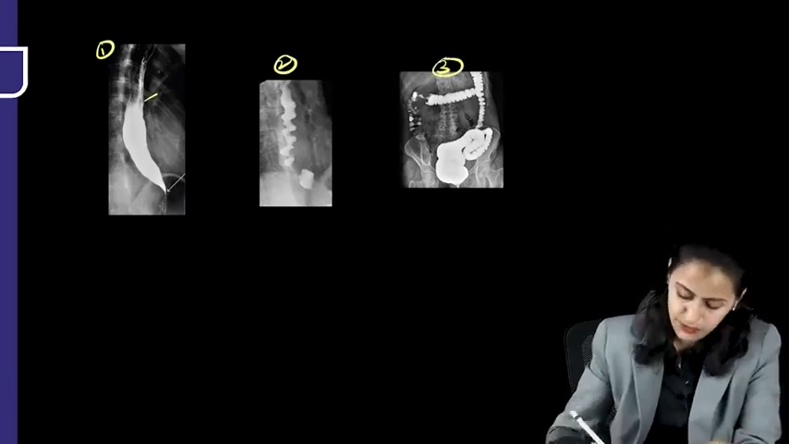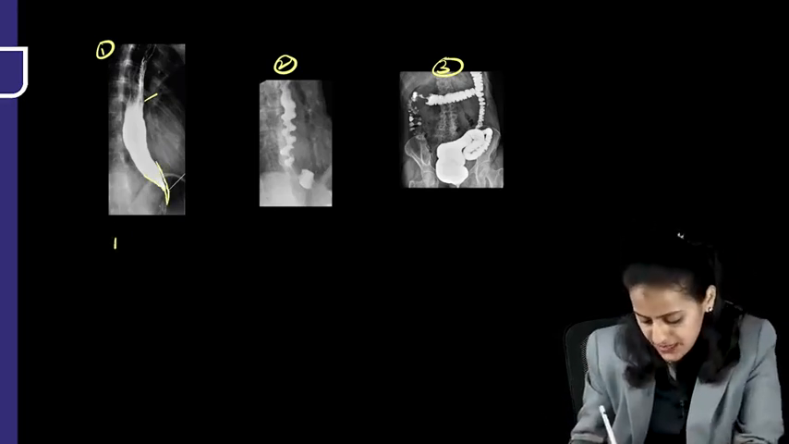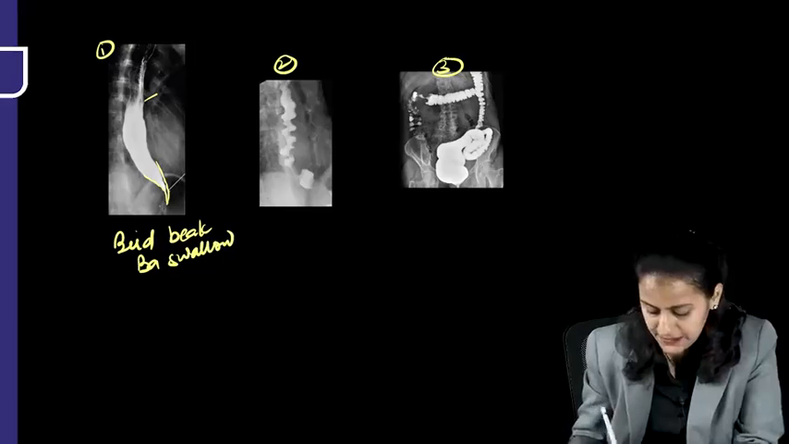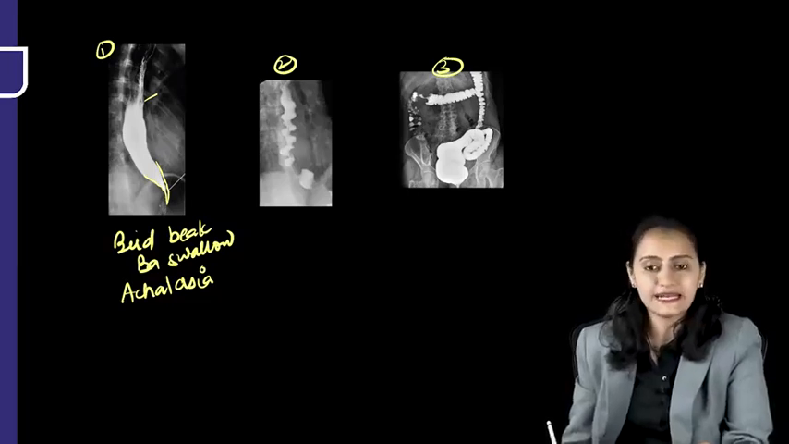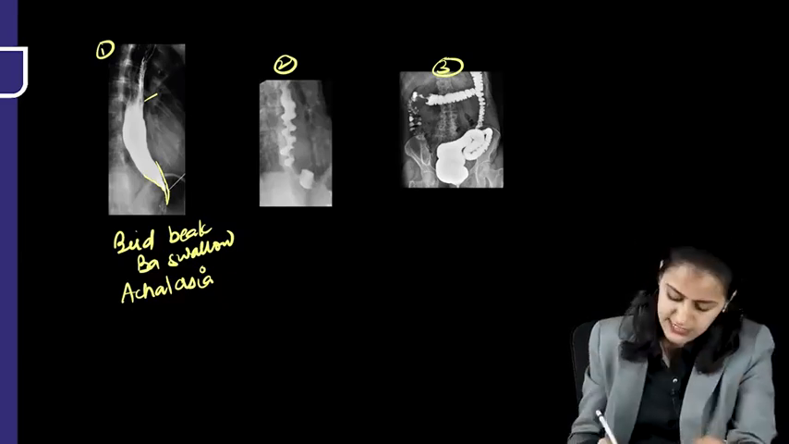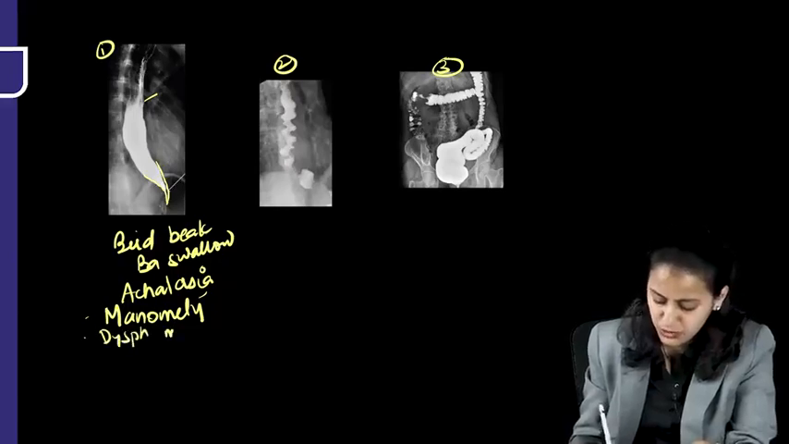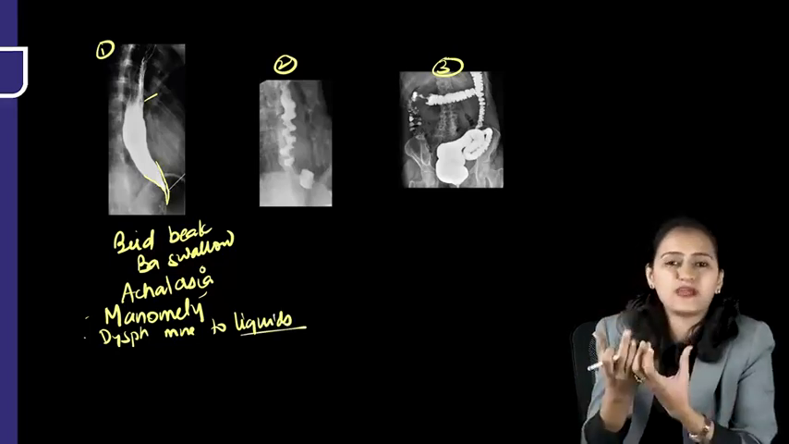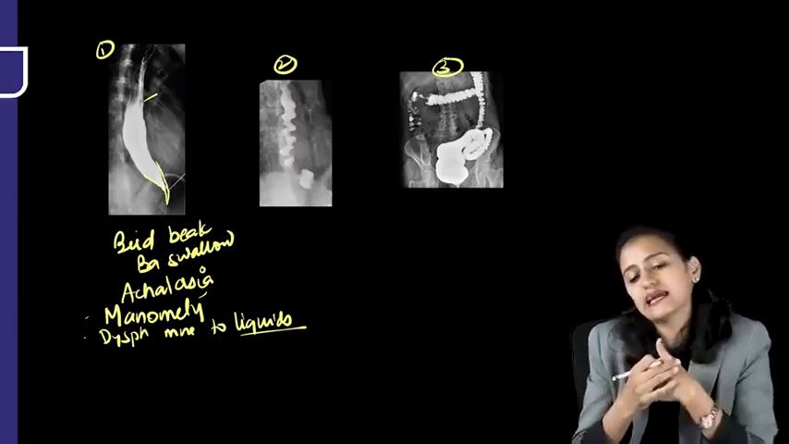First one is the barium swallow, where you see that the esophagus at the lower end is becoming tapered, pointed like a bird beak. So this is the bird beak on barium swallow, not on barium enema. This is suggestive of achalasia cardia, because of the narrow LES. What is the gold standard here? The gold standard is manometry. What is the dysphagia more to? The dysphagia is more to liquids as compared to solids. Solids, with their weight and pressure, can open the LES. Liquids will have more dysphagia in achalasia.